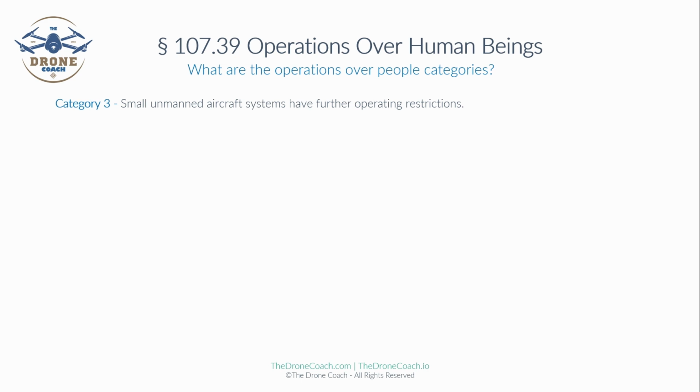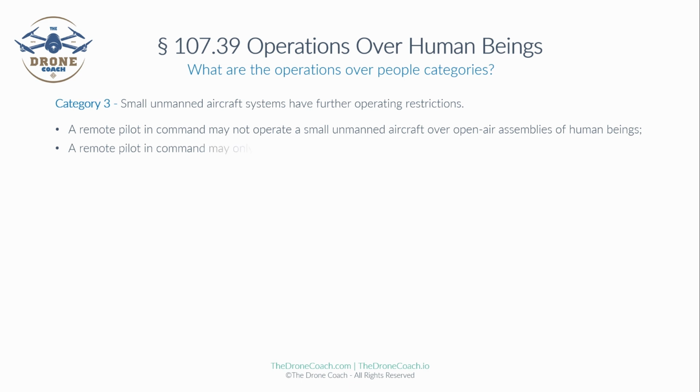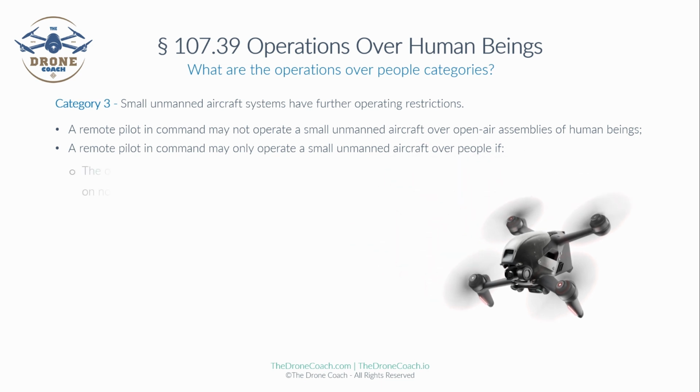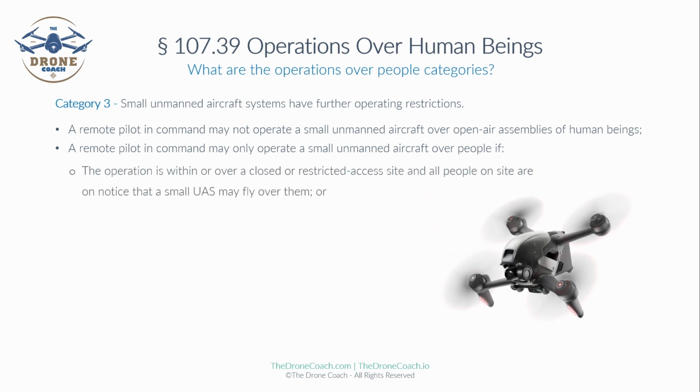Category 3 small unmanned aircraft systems have further operating restrictions. A remote pilot in command may not operate a small unmanned aircraft over open-air assemblies of human beings. The remote pilot may only operate a small unmanned aircraft over people if the operation is within or over a closed or restricted access site, and all of the people on the site are on notice that a small drone may be flying over them.